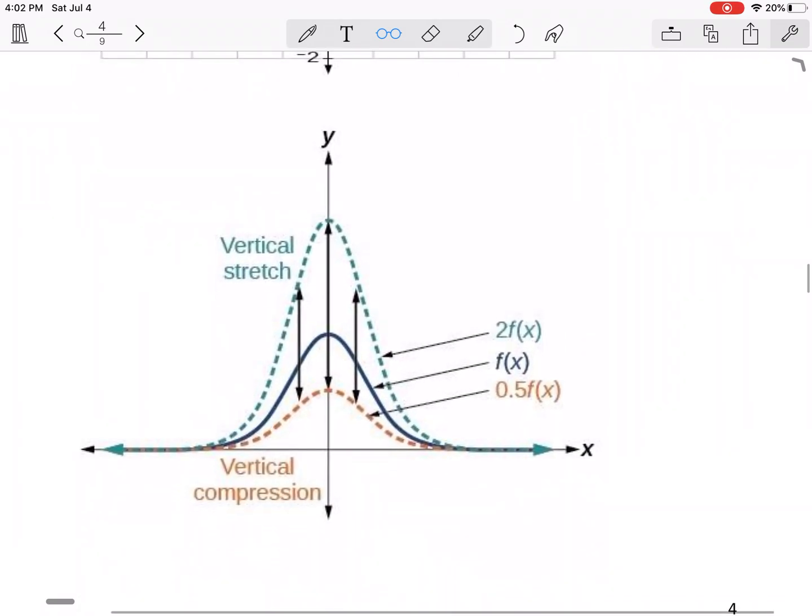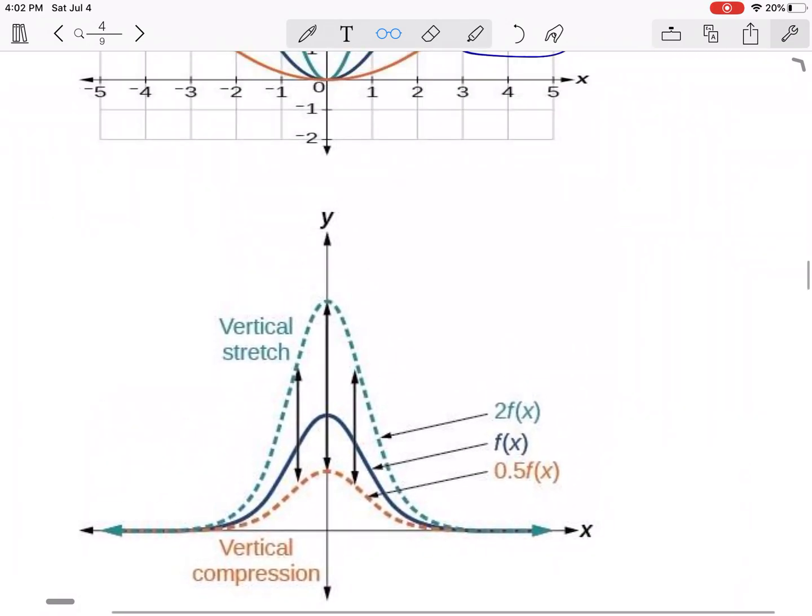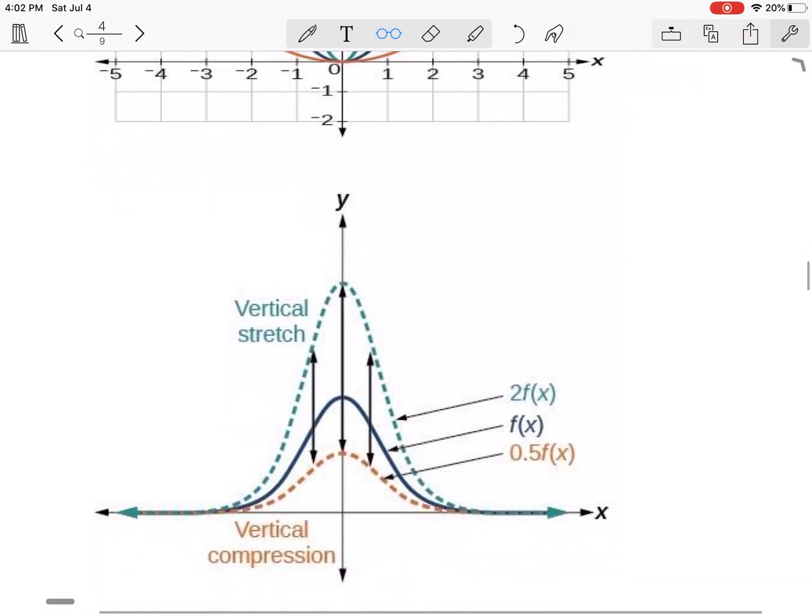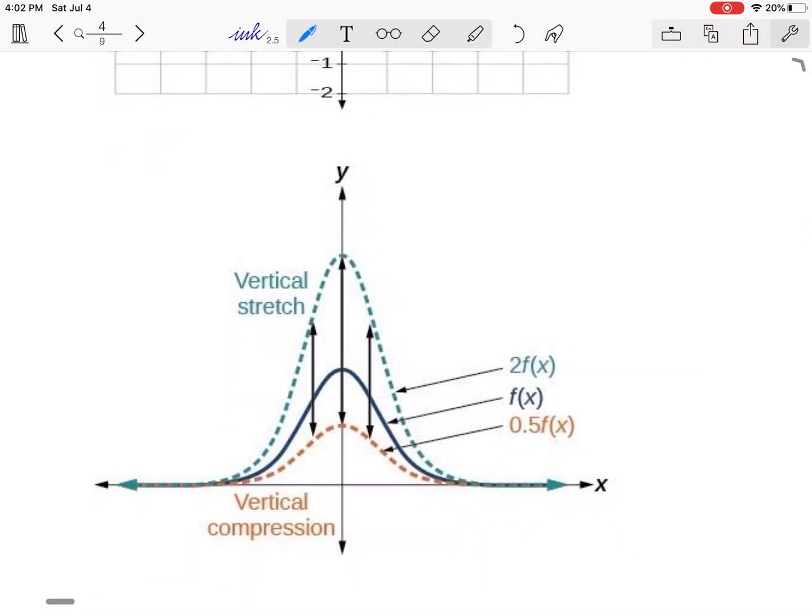The second one is the a value, which is multiplied in front of the function. So again, here's your base function f(x). Here you're saying a equals 2, and here you're saying a equals 0.5. For a equals 2, it's a vertical stretch, and for a equals 0.5, it's a vertical compression. Okay, so it's basically getting squished down.